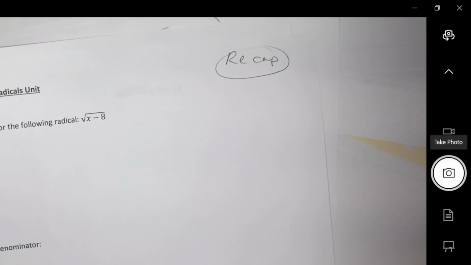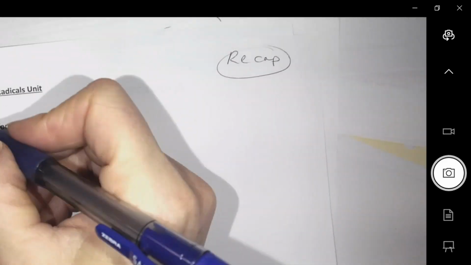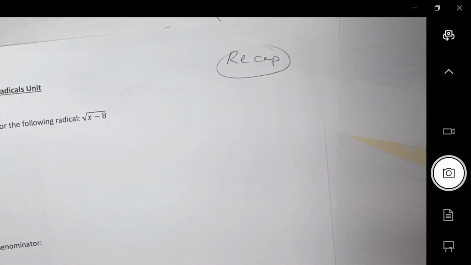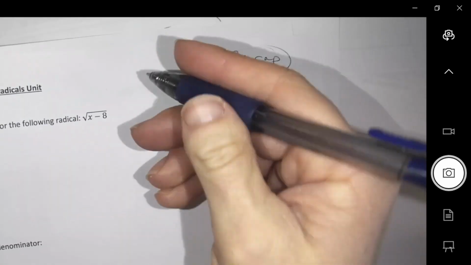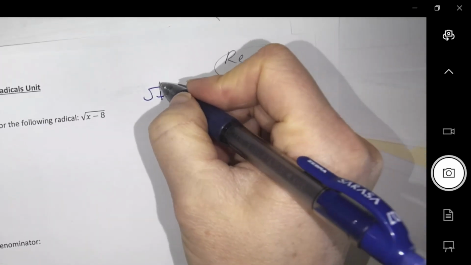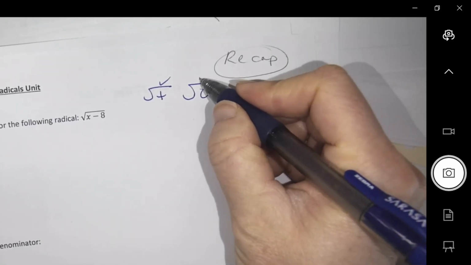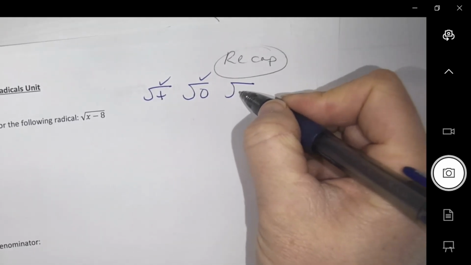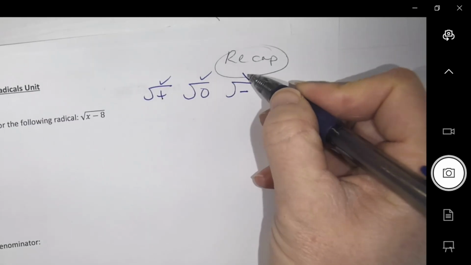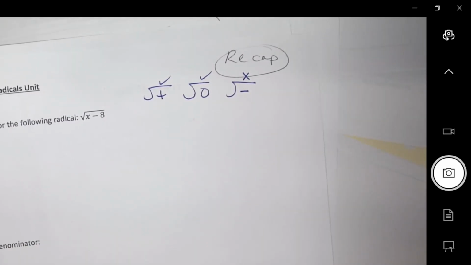Okay, number 1. Restrictions. So we know with radicals, the big idea is the square root of a positive works, the square root of 0, that's good. But the square root of a negative, not good. We're doing a recap.